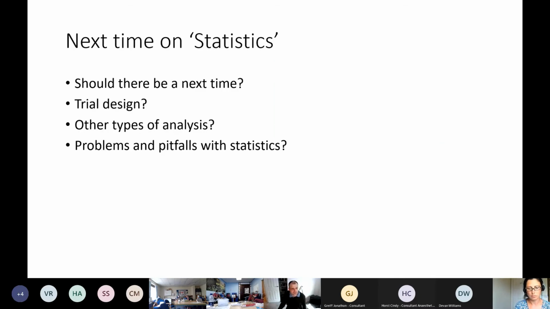So just a few questions for you, really. I was planning on doing some more stats type talks. It depends how many of you are still awake. Sorry, I'm being attacked by this dog. Also, whether it's useful. And if you wanted more talks, what would you want to talk about? So I can talk about how you design trials. We can talk about other types of analysis. We can talk about relative risk, absolute risk, that sort of thing. Or we can talk about the problems and pitfalls of statistics. Let me know your thoughts. Right, I need to stop talking.